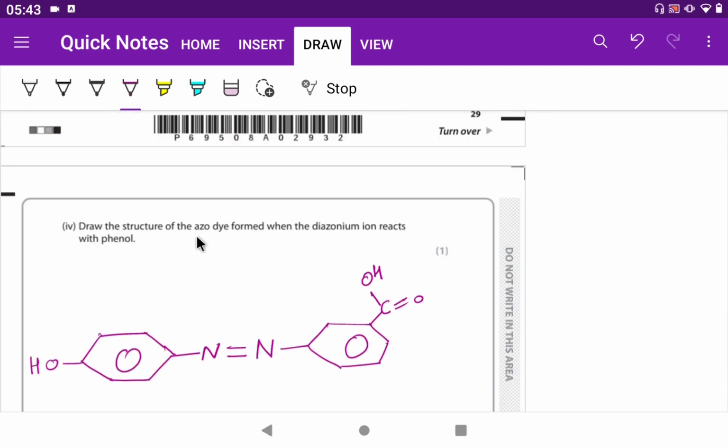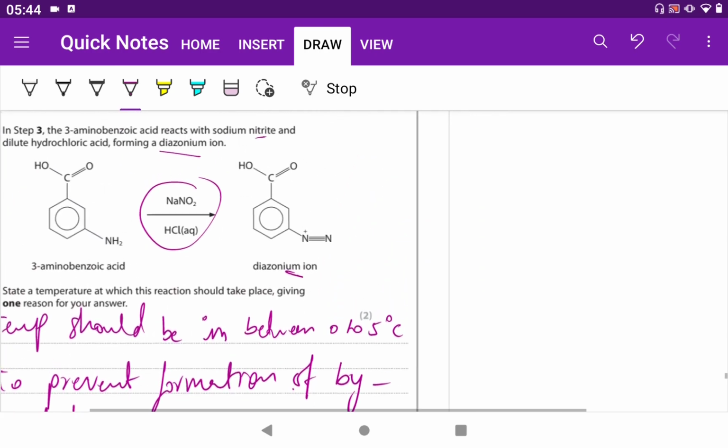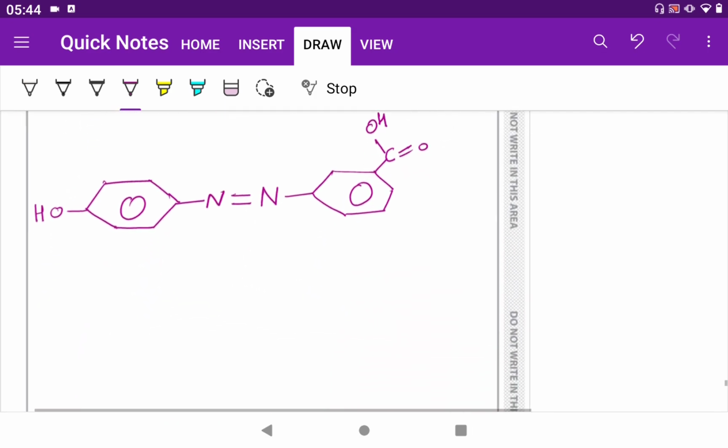Draw the structure of the azo-dye formed when the diazonium ion reacts with phenol. Okay, the diazonium ion reacts with phenol here, so this compound will be formed.